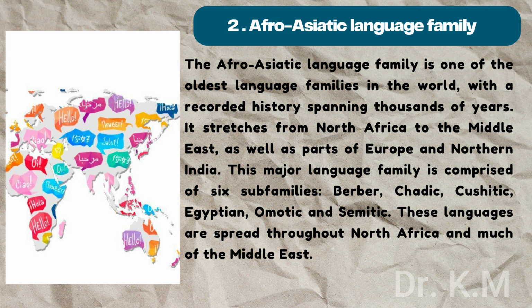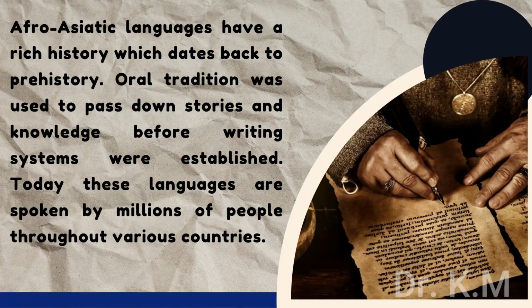2. Afro-Asiatic language family. The Afro-Asiatic language family is one of the oldest language families in the world, with a recorded history spanning thousands of years. It stretches from North Africa to the Middle East, as well as parts of Europe and northern India. This major language family is comprised of 6 subfamilies: Berber, Chadic, Cushitic, Egyptian, Omotic, and Semitic. These languages are spread throughout North Africa and much of the Middle East.